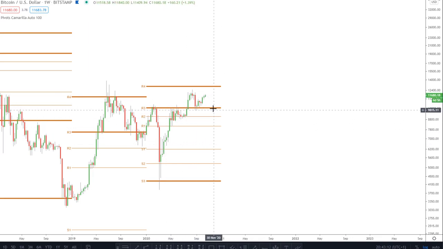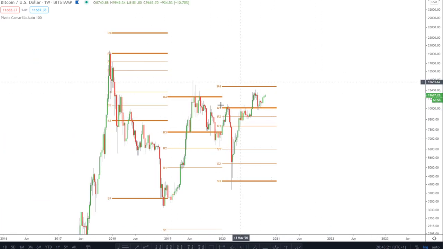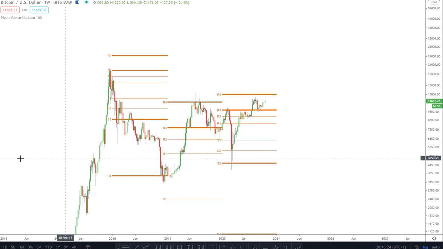Certainly, if we finish the year beneath R3, that is a horrendous turnout for Bitcoin, and it would suggest much heavier downside for Bitcoin, in my opinion. So that's how I'm looking at it from the high time frames on the Camarilla pivots.